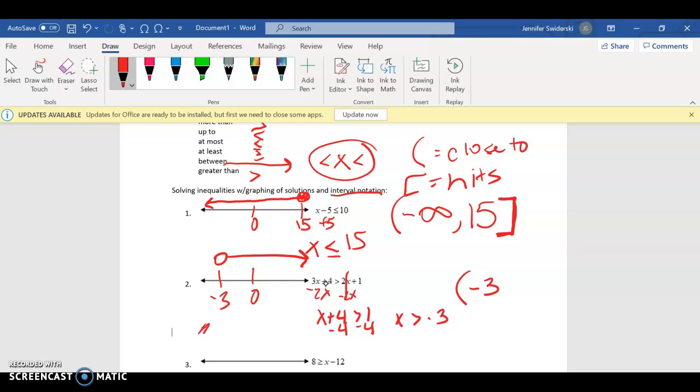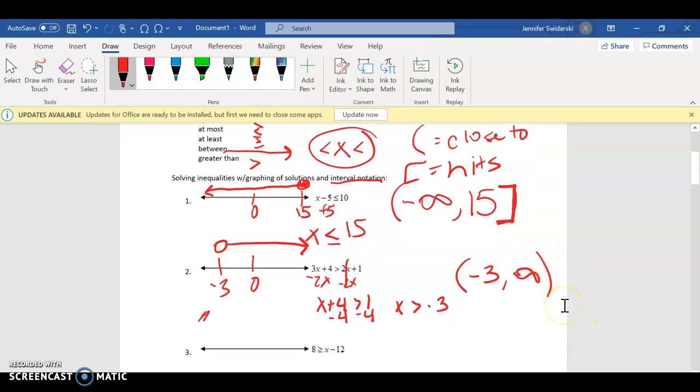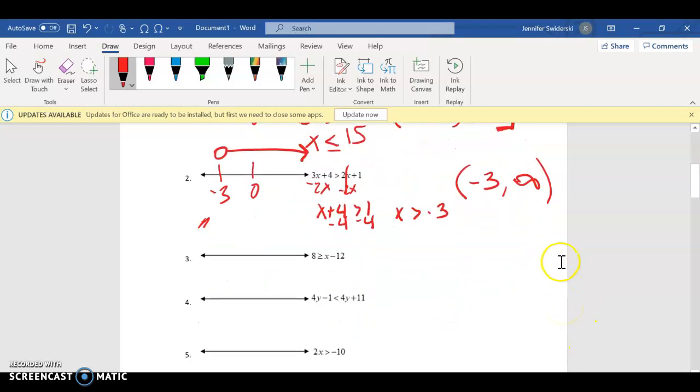So by putting these parentheses here, I'm saying, hey, anything super close to negative 3, any of these numbers from negative 3 all the way to positive infinity will work. Now you can't hit positive infinity, right? It just goes on forever. So I'm going to use parentheses. Now say it hit at 10, which we're going to go over some examples of here in a little bit. That is when you would use the bracket, all right? But parentheses means it gets super close to. You can't hit infinity, so that's why we use parentheses.